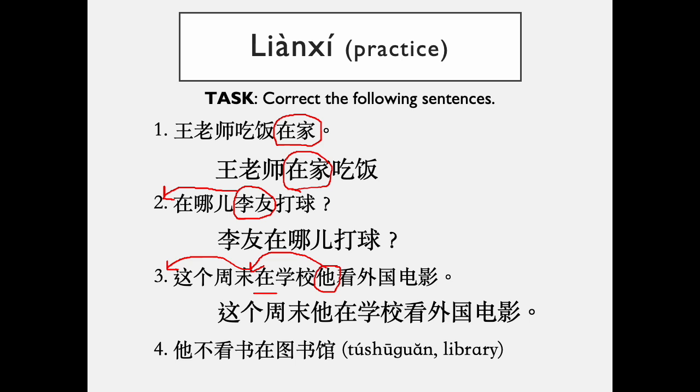Let's look at number 4. 他不看书在图书馆. What's wrong here? So in order to negate 在, you're going to want to put 不 in front of it. So what we should be saying here is 他不在图书馆看书. Right? He doesn't read books at the library. And notice once again how the preposition 在 and the place, here the place is library, come before the action, which is to read a book.